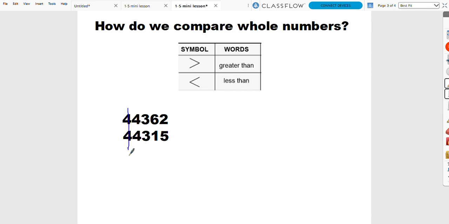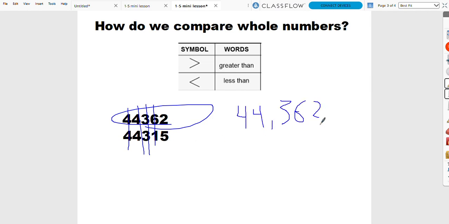So you have your 4s in the 10,000s places that are the same, your 4s in the thousands places are the same, your 3s in the hundreds. Now let's look at our 10s. Oh, we know that this one's the greater number. So I would write that as 44,362 is greater than 44,315. And you can apply that same concept with decimals.